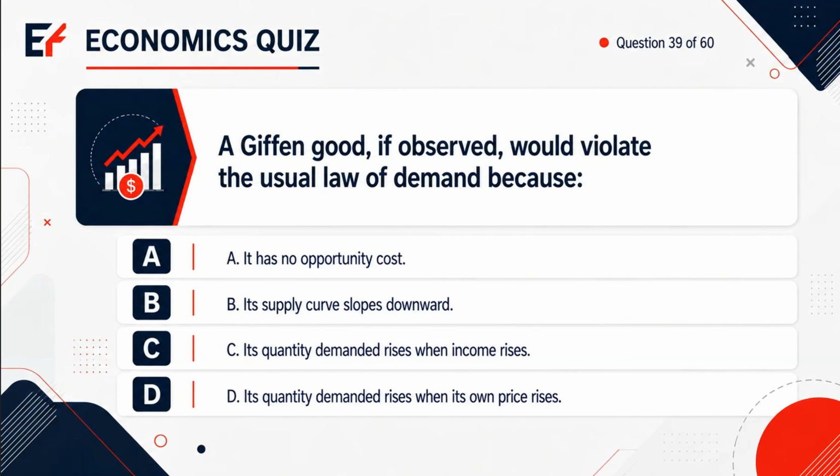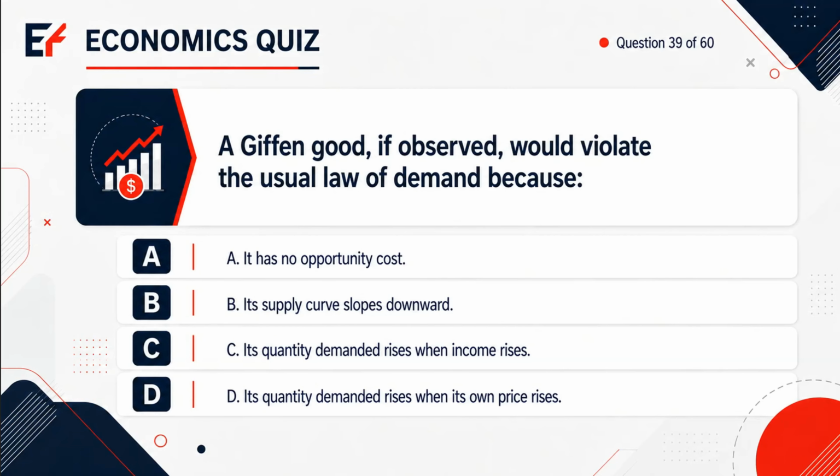Question 39. A given good, if observed, would violate the usual law of demand because A, it has no opportunity cost. B, its supply curve slopes downward. C, its quantity demanded rises when income rises. D, its quantity demanded rises when its own price rises. The correct answer is D.